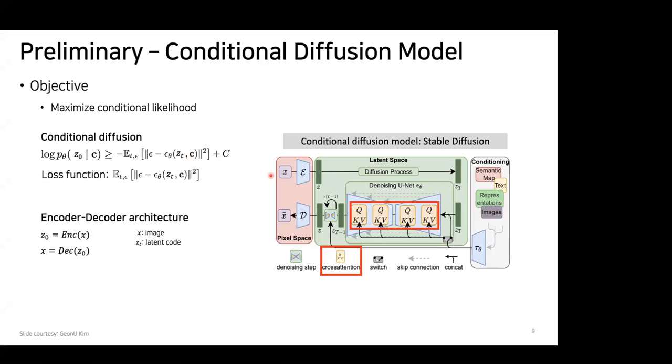One more difference is that they designed this model with an encoder-decoder architecture, where they encode the original RGB image into a latent feature map, Z0, and they do the diffusion process in the latent space. Basically, DDPM did the diffusion process in the RGB space, and the difference in stable diffusion is that they do it in the latent space. After the diffusion process, they can decode the latent value to an RGB image using the decoder network.